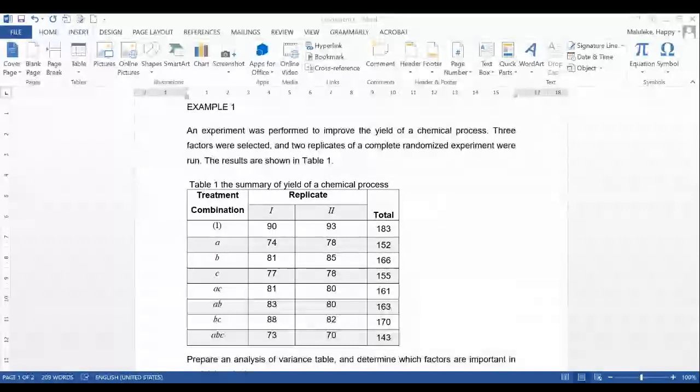I want to show you what I'm talking about. Suppose we're given this problem in this format.